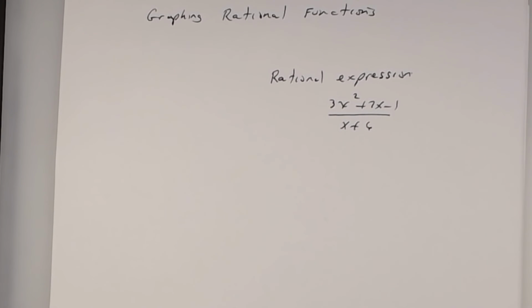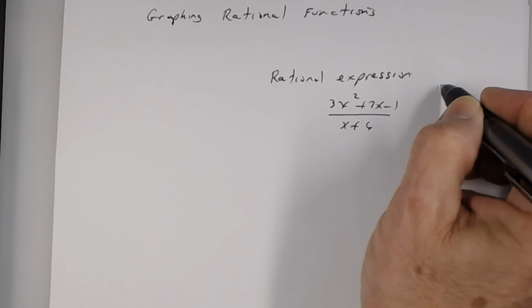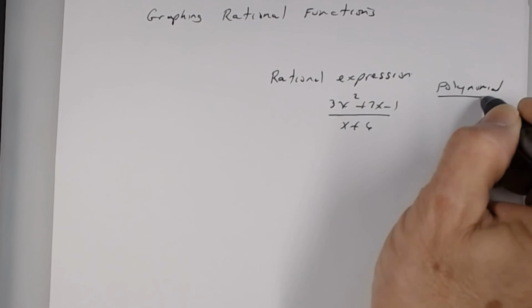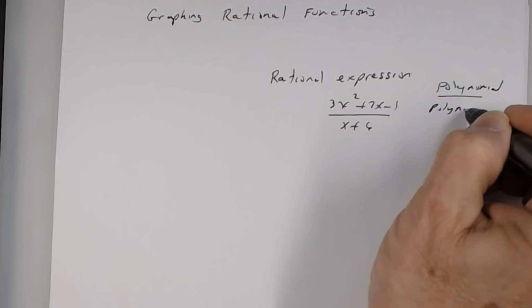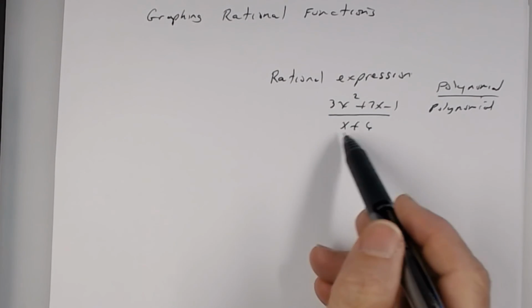There were quite a bit of things with rational expressions last semester. There's a whole chapter on it. So remember, though, a rational expression is where you had a polynomial divided by polynomial. That's what made it a rational expression. A polynomial divided by polynomial. That's what made this a rational expression.